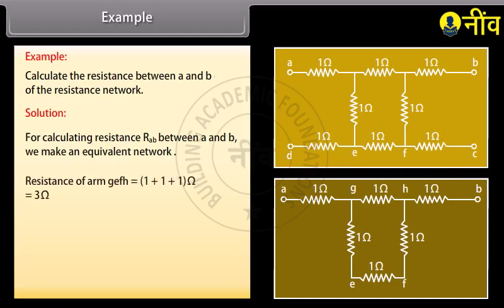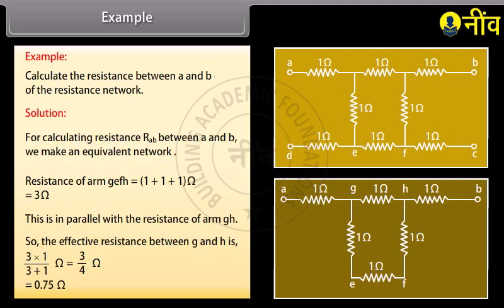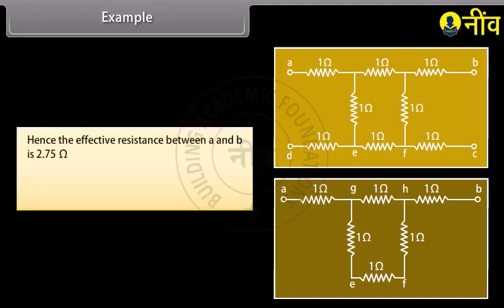Now we calculate the resistance of arm GEFH, which is equal to (1 + 1 + 1) = 3 ohm. This is in parallel with the resistance of arm GH. So, the effective resistance between G and H is equal to 0.75 ohm. Hence, the effective resistance between A and B is 2.75 ohm. Now, RAB is equal to 1 + 0.75 + 1 = 2.75 ohm.